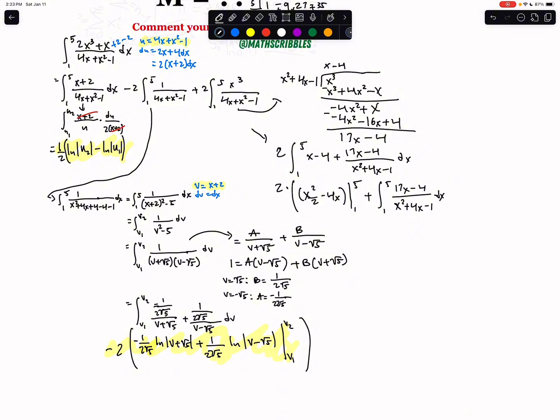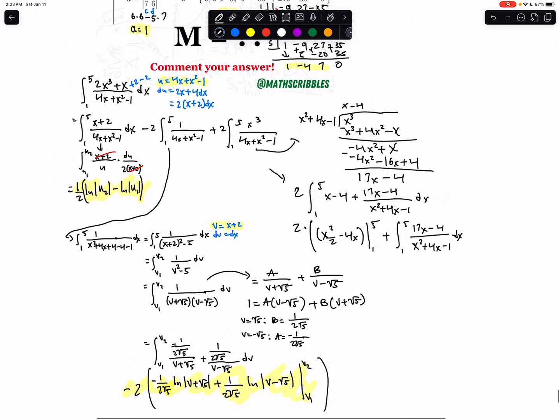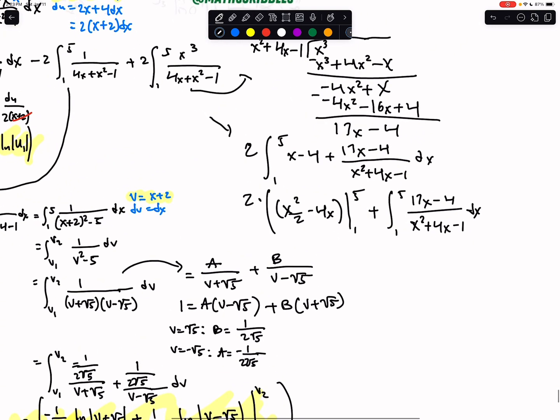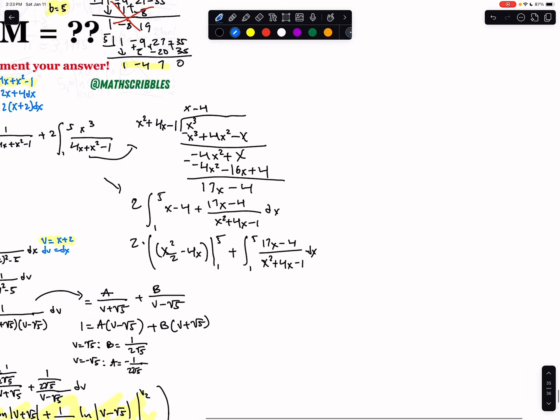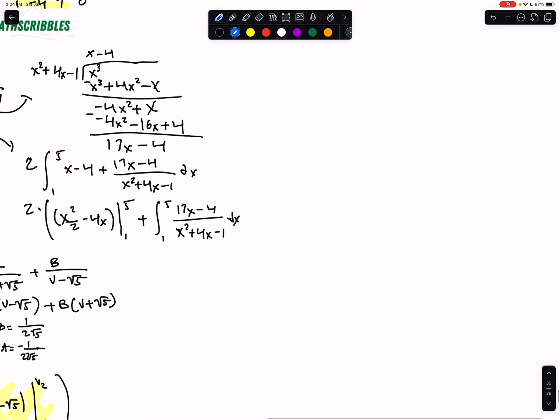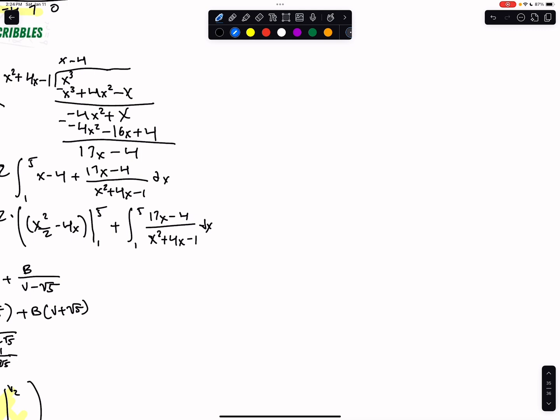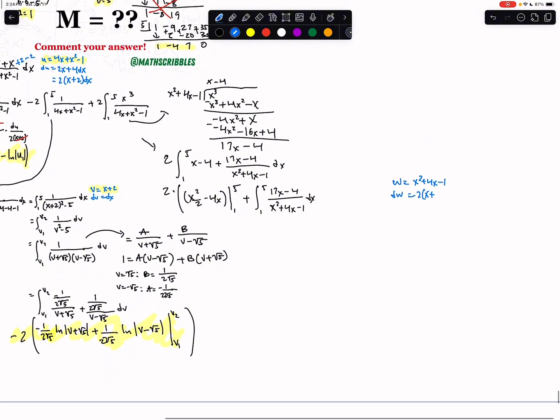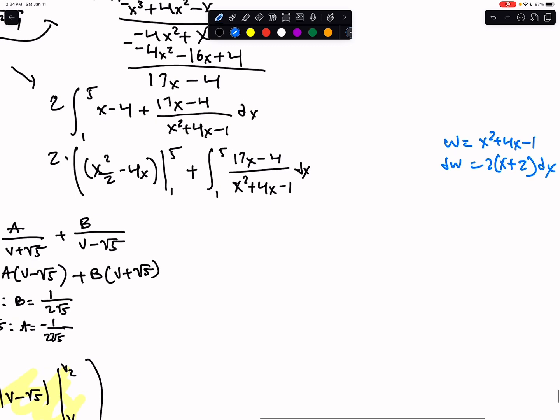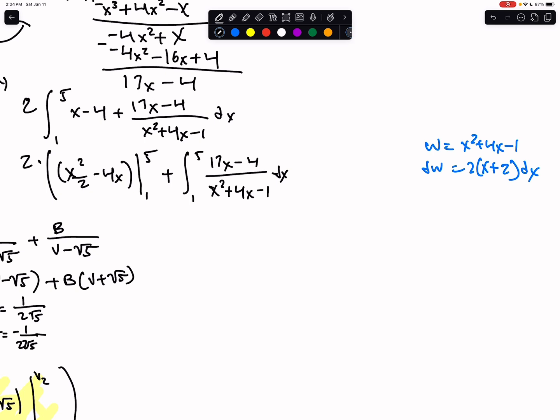I'm going to actually use this guy here again, the u substitution. I'm going to use a different letter or variable just for clarity. So if I let w equal to x squared plus 4x minus 1, then dw equals 2 times x plus 2 dx. Right, so I want to get this in terms of x plus 2. I want the numerator to be x plus 2.